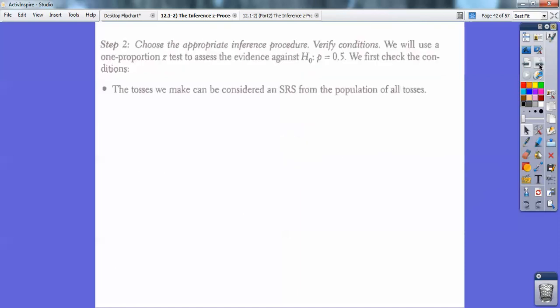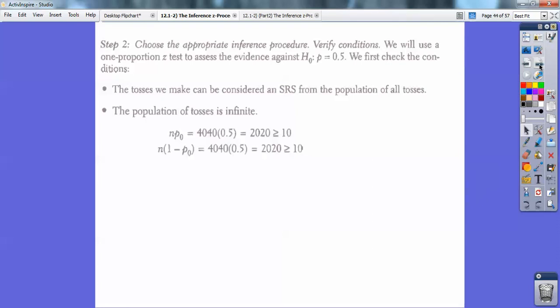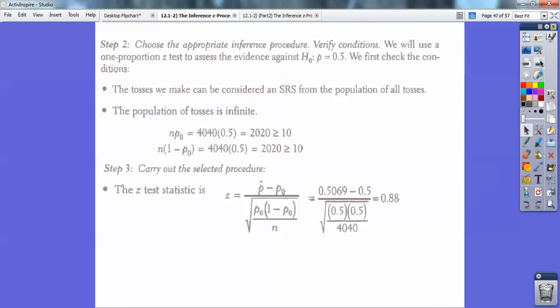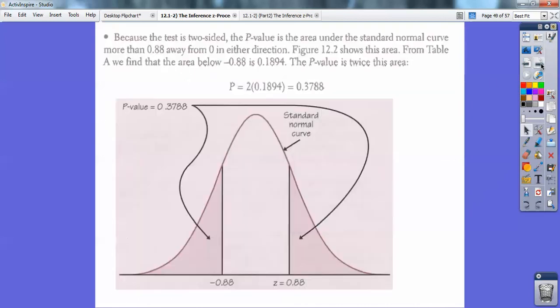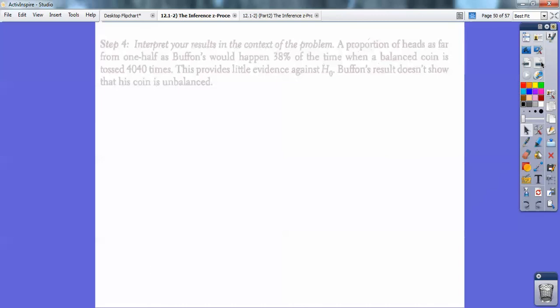So first, let's check the conditions. The tosses can be considered an SRS, and the population of tosses is infinite, so it's definitely bigger than 10 times the sample. All right, so carry out the selected procedure. Crank it all out, and you get 0.88. So we look up the z-score for 0.88, and remember, it is not equal to, so it's going to be twice that, you guys. Twice that score and you get 37%. That is definitely not good enough to reject H0. So there's my z-score of negative 0.88 and positive 0.88, since it was not equal to. Sorry about that. So a proportion of heads as far from 1/2 as Buffon's would happen 38% of the time when tossing a balanced coin.